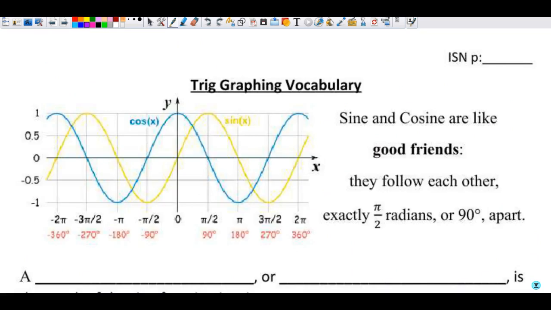Okay, so now grab your other set of notes. Let's talk through some vocabulary. This is going on page 113 when we're done.